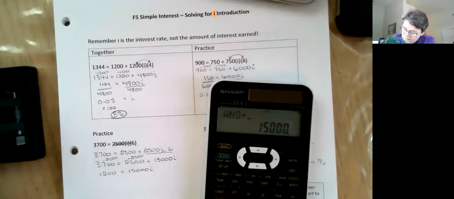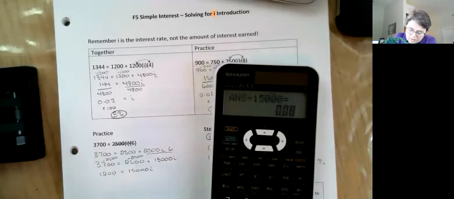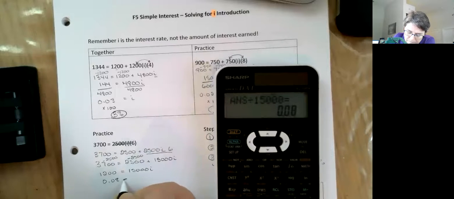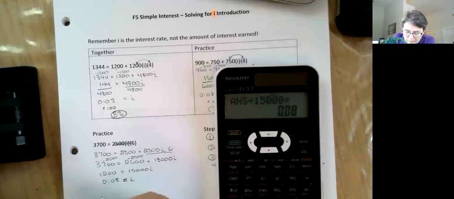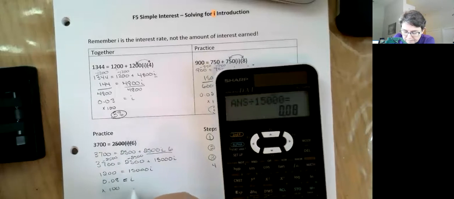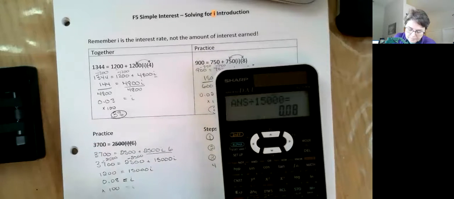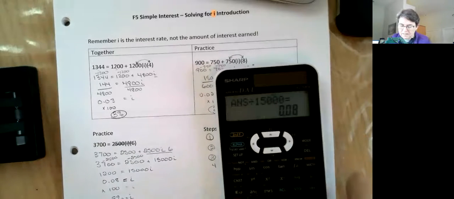1, 2, 3,000. 0.08. And remember, times 100. That looks silly. It's 8% is equal to I.